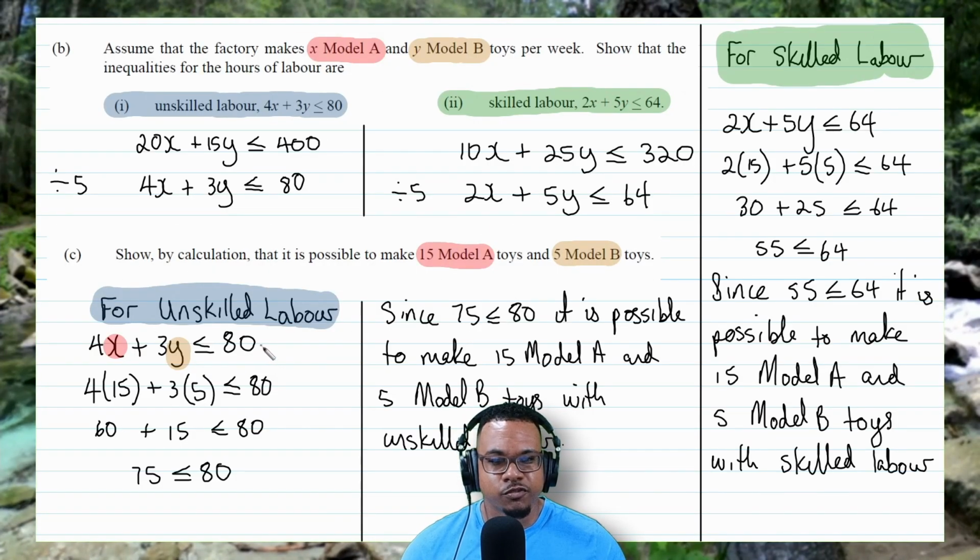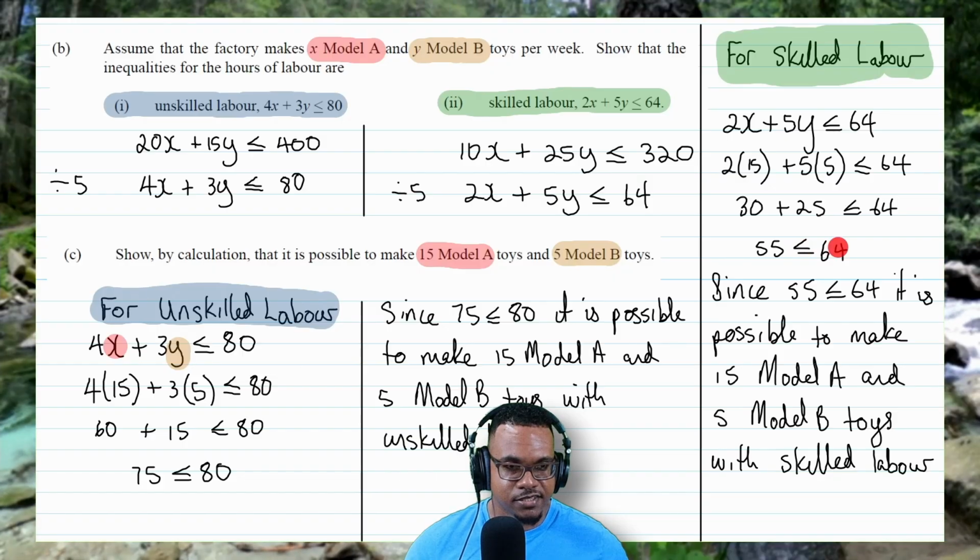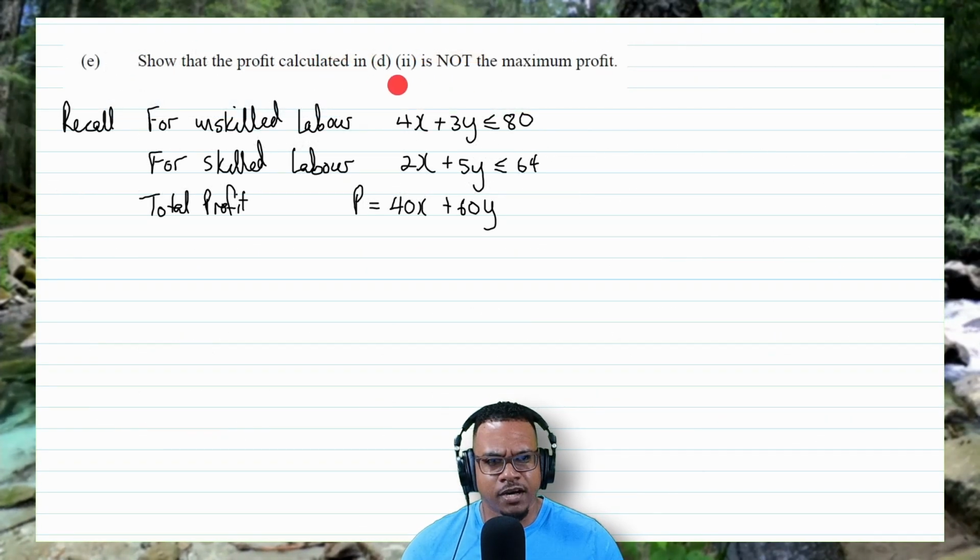Now notice here when we worked it out, it was possible to make 15 Model A toys and 5 Model B toys. For unskilled labor, we had 75 is less than or equal to 80, which means this 75 didn't reach its maximum of 80. So it's possible that we could manufacture some more toys using unskilled labor because we're still under the 80. And for skilled labor, we have 55 is less than or equal to 64. So again, it's possible to make some more toys using some skilled labor because we didn't reach our maximum of 64.